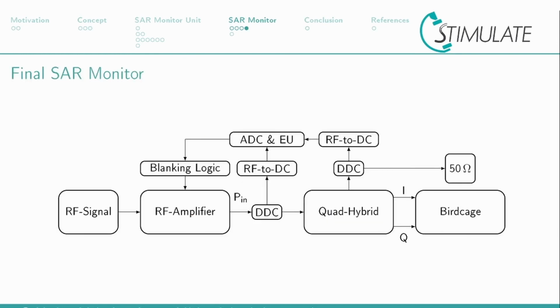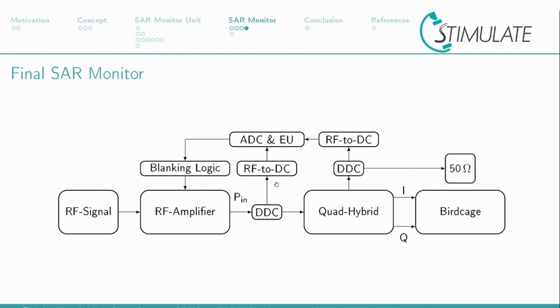Using this information, the resulting final SAR monitor looks like depicted here. There are 2 dual directional couplers, 2 RF to DC converters, 1 evaluation unit with 2 ADCs and 1 blanking logic, whereby for the power measured here, only a peak detection is performed, and for the power measured at this position, the two limits, the two means are calculated and the peak detection is performed. Basically, 1.5 SAR monitoring units are sufficient for a minimal version of a SAR monitor.